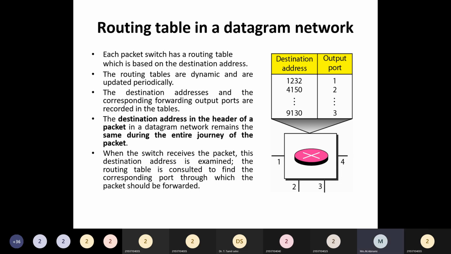Different routing protocols are used: Routing Information Protocol, Interior Gateway Protocol, Open Shortest Path First protocol, Exterior Gateway Protocol, and Border Gateway Protocol. All these approaches are used in a routing table to find the destination address.